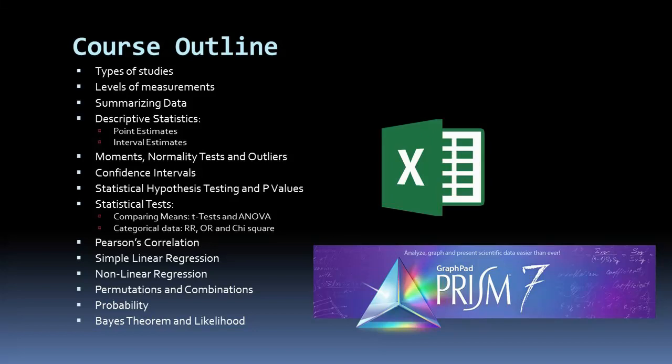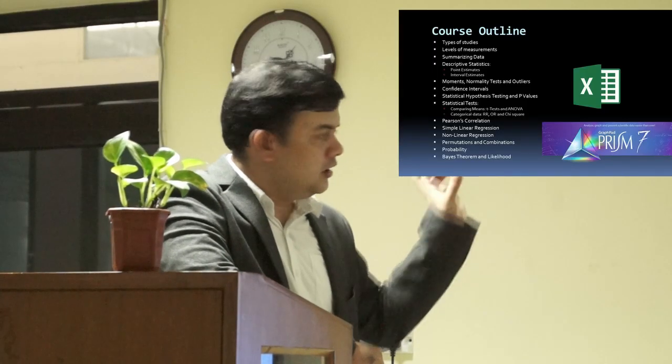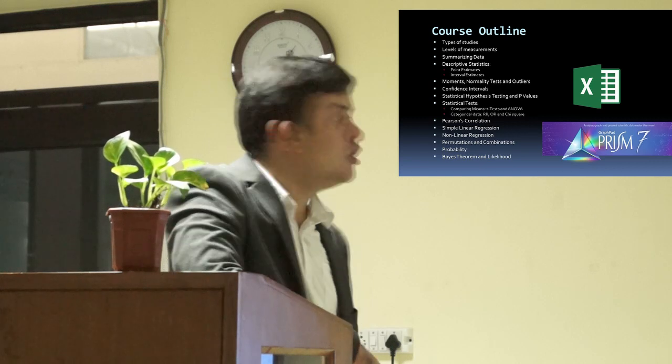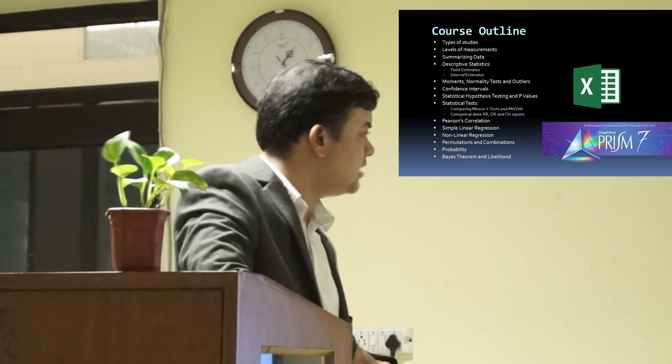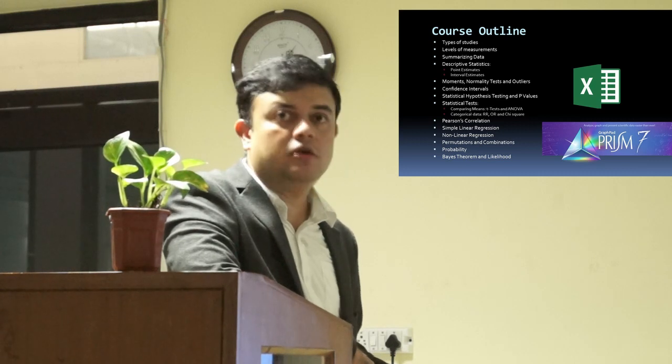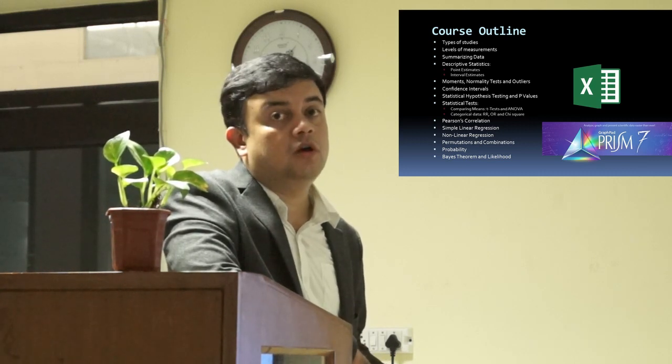Probability, again, lots of probability theory we'll be covering thoroughly, including Bayes' theorem and likelihood. Bayes' theorem and likelihood have extremely important use in modern molecular systematics and phylogenetic taxonomy. So we'll be covering Bayes' theorem and maximum likelihood. Overall, this course has very interesting things that most universities throughout India do not have, for example non-linear regression or categorical data, how to assess categorical data. All these things we'll be covering. I hope this course will be extremely useful for most students of biology.